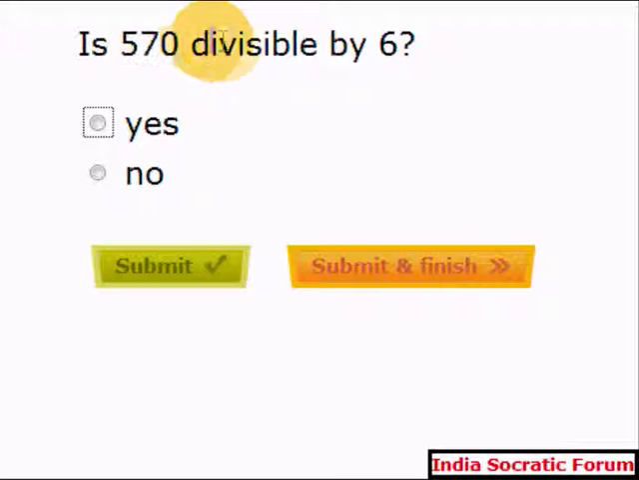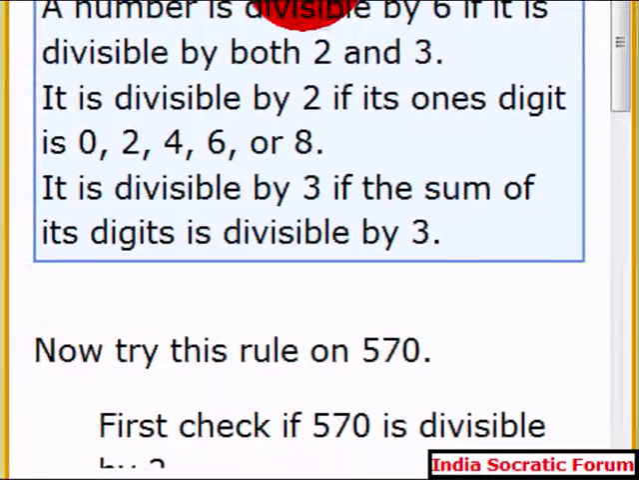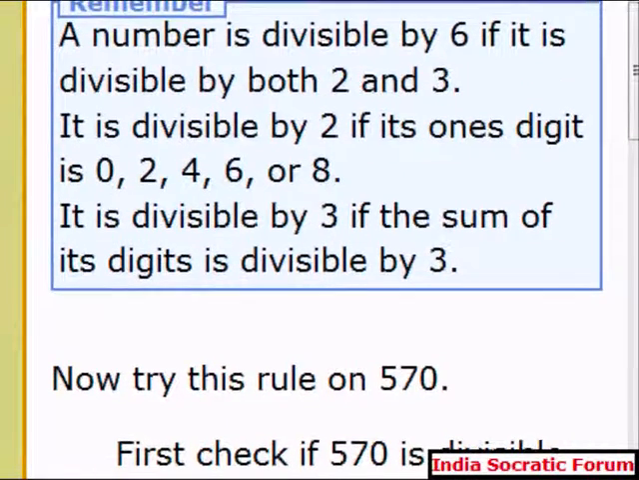Is 570 divisible by 6? Let's find it out. Yes. Do you know why? Here is the divisibility rule. Read it loud. A number is divisible by 6 if it is divisible by both 2 and 3. It is divisible by 2 if its ones digit is 0, 2, 4, 6 or 8.